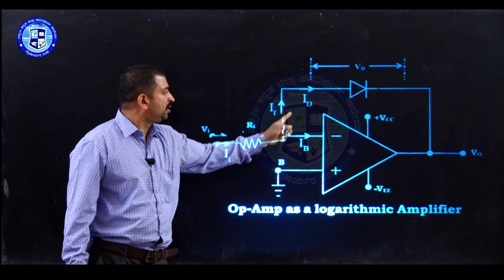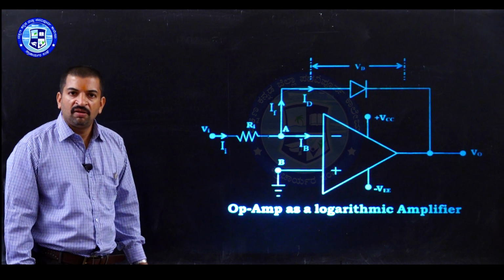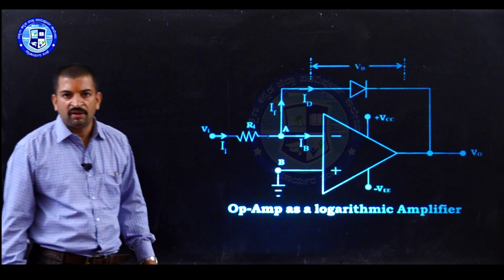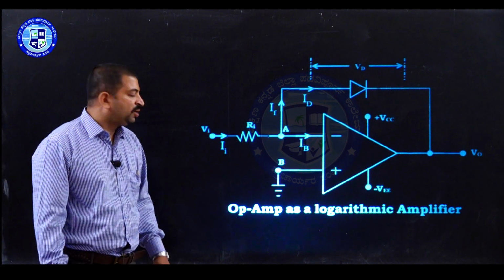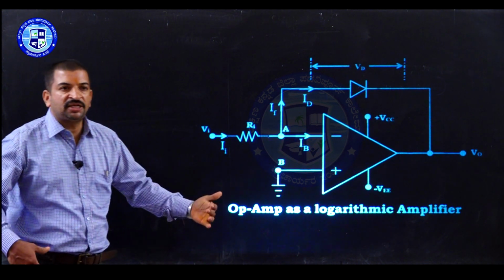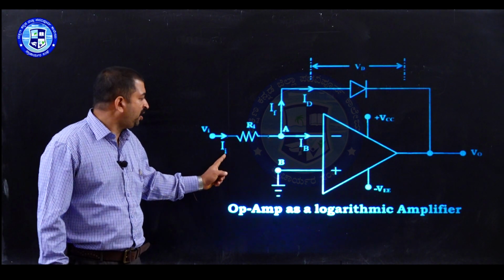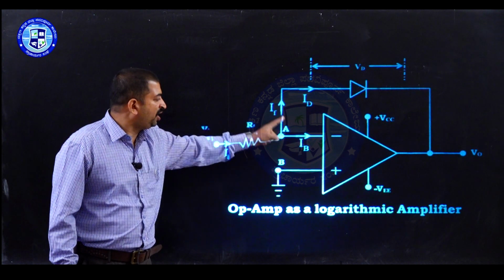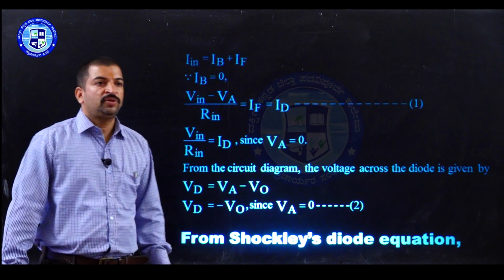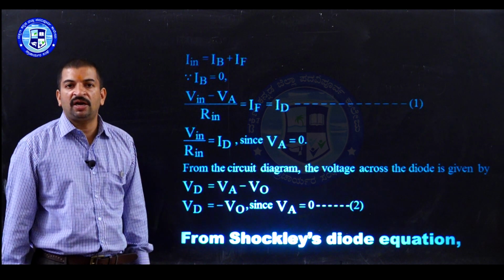Now let us consider the current flowing through the semiconductor diode as Id, or the current flowing through the feedback path. Id is the current flowing through the semiconductor diode. Now the expression for the output voltage can be obtained by applying Kirchhoff's current law to the node A. According to Kirchhoff's current law, Ia is the current entering the node, and Id and Ib are the currents leaving the node.